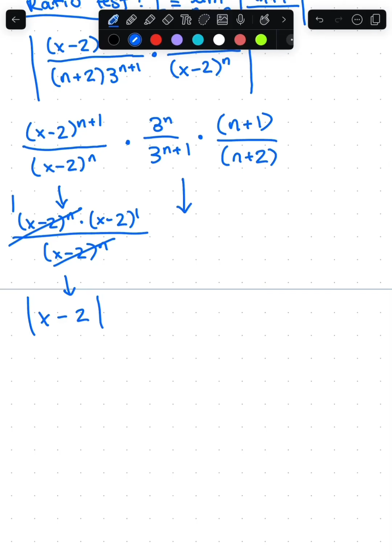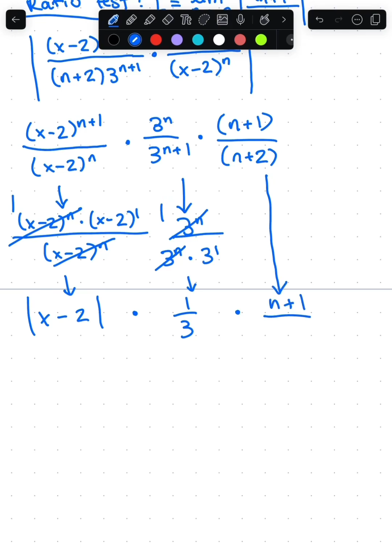Moving on to simplify these 3 to the n power terms, we can do the same thing where we split up the 3 to the n plus 1 power into 2 different terms. And look at that, now they cancel out, leaving us with just 1 over 3. Now, for this last term, we're actually going to keep it as is. We're not going to simplify it yet because we're going to find the limit of this in the next step.